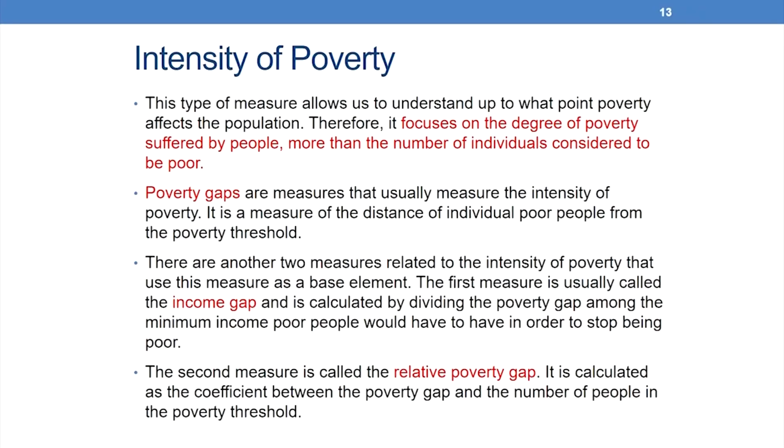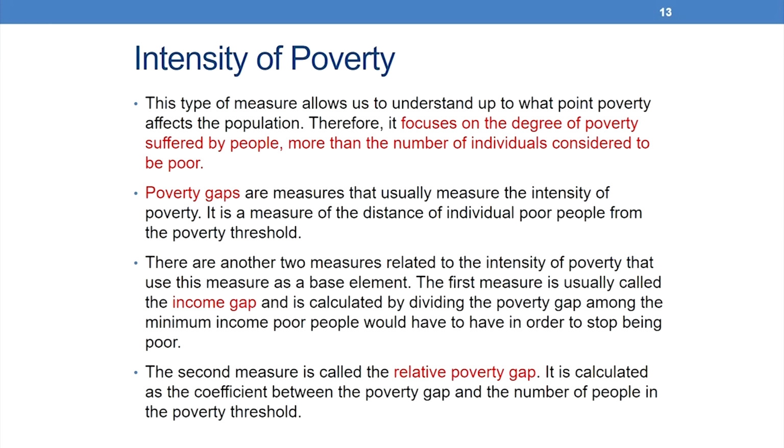Similarly, intensity of poverty is also a measure. This measure allows us to understand up to what point poverty affects the population. So, the focus is on the degree of poverty suffered by people more than the number of individuals considered to be poor. And therefore, here in the case of intensity of poverty, we make use of poverty gaps. These poverty gaps are measures that usually measure the intensity of poverty, and it is a measure of the distance of individual poor people from the poverty threshold.